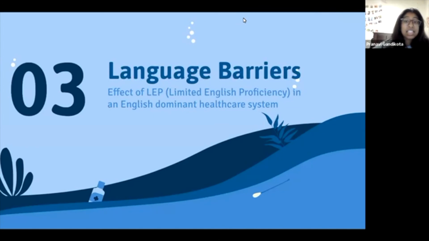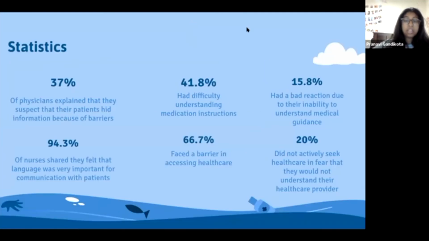Now let's discuss language barriers and examine the effect of limited English proficiency in an English-dominant healthcare system. Let's talk about the statistics. In their expert opinion, 37% of physicians explain that they suspect that their patients hid information because of barriers. This can be very dangerous when it comes to medicine. Additionally, 94.3% of nurses shared that they felt that language was very important for communication with patients.